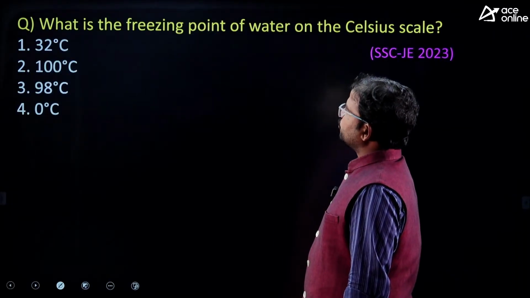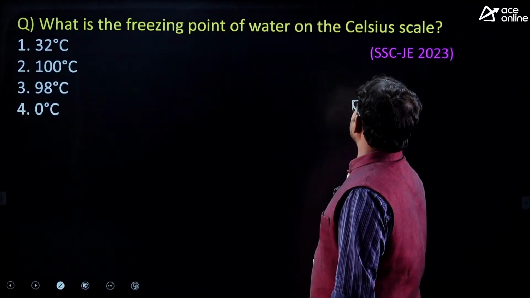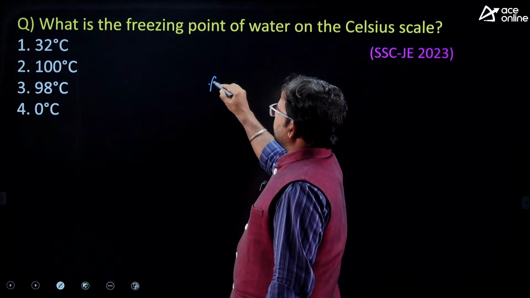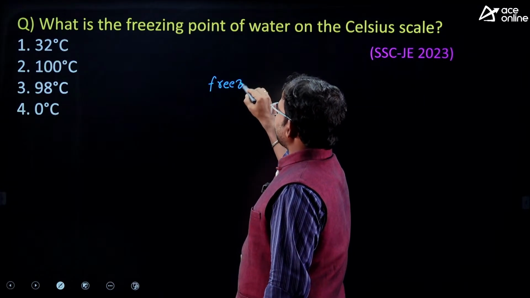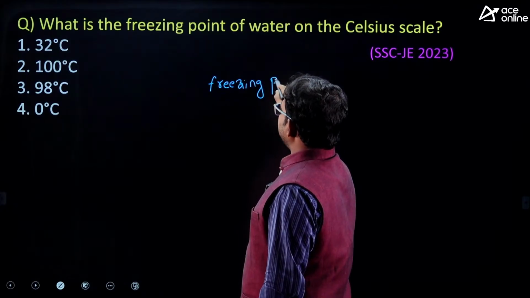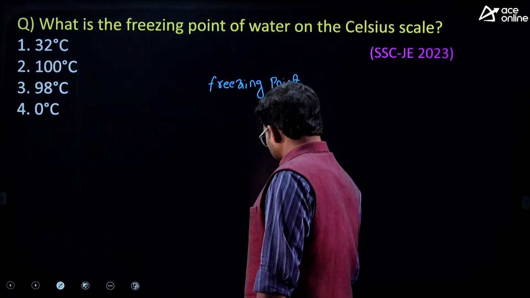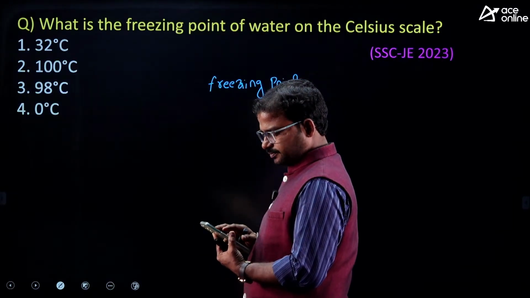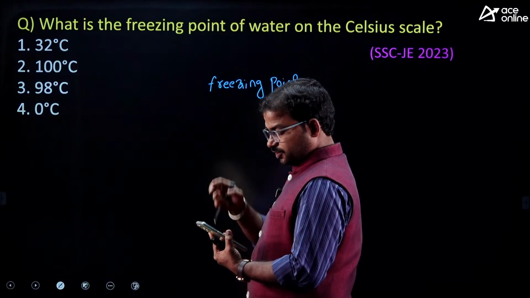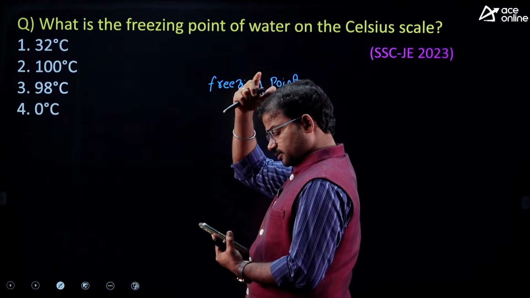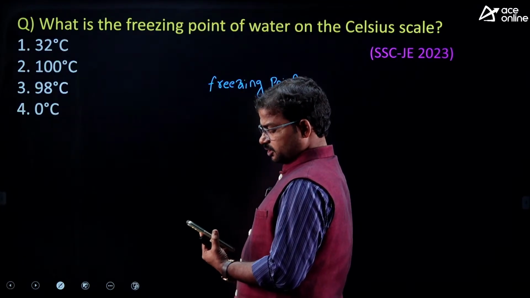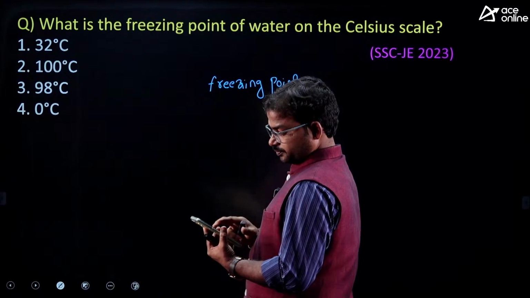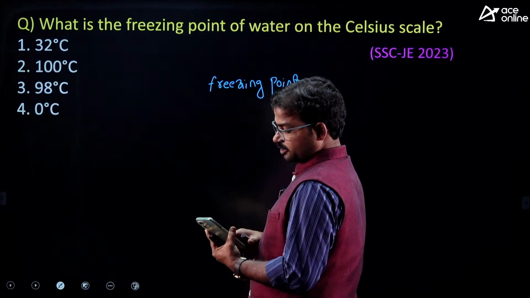Next, what is the freezing point of water on the Celsius scale? Okay, so freezing point. Yes, anyone? What is the freezing point of water? Option D, 100 degrees. Okay, option B, Venkat.